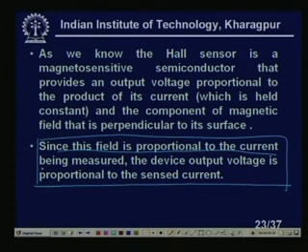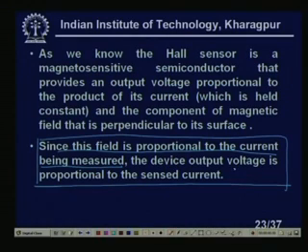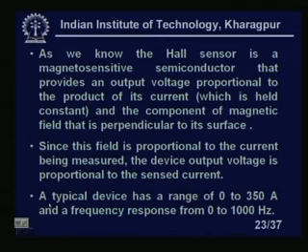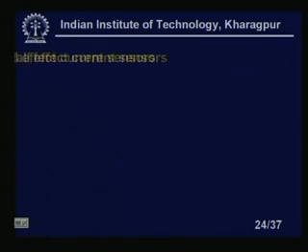Since this field is proportional to the current being measured, the field depends on the current, and the device output voltage is proportional to the sensed current. So using these principles, we are making these Hall effect current sensors, as simple as that. A typical device has a range of, as I told you, 0 to 350 ampere, and a frequency response from DC to 1000 Hz.